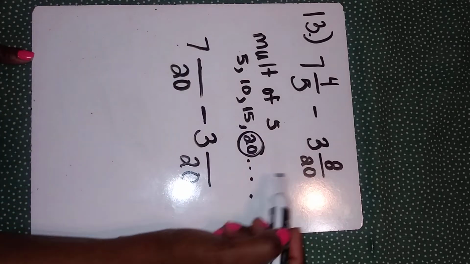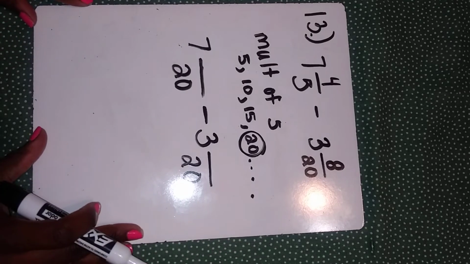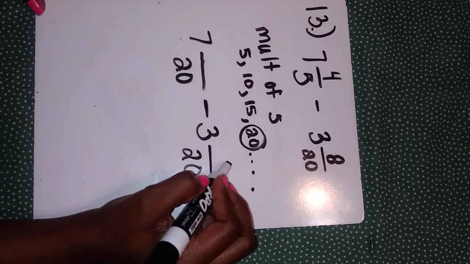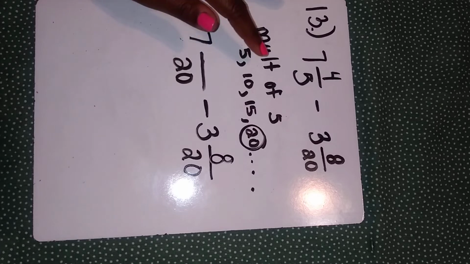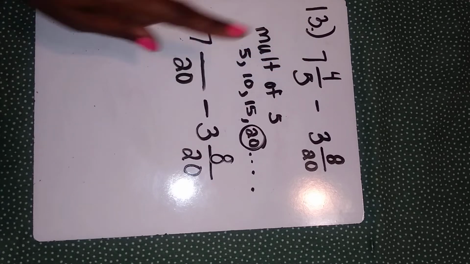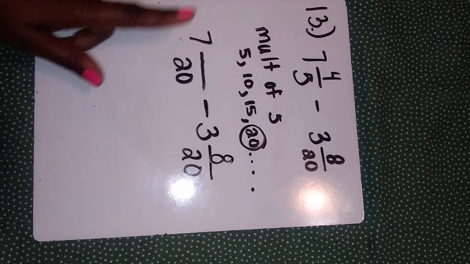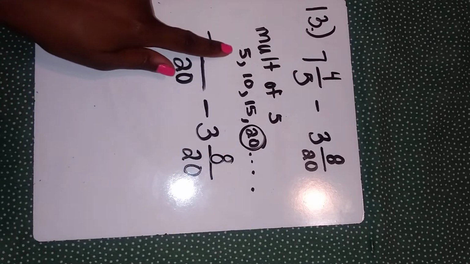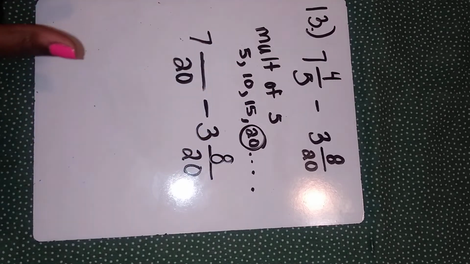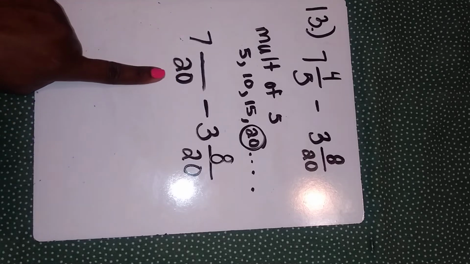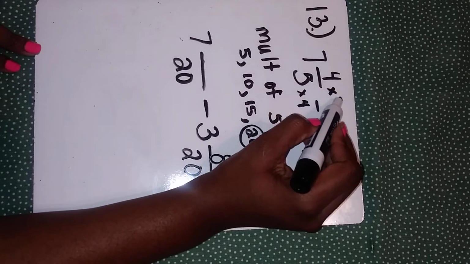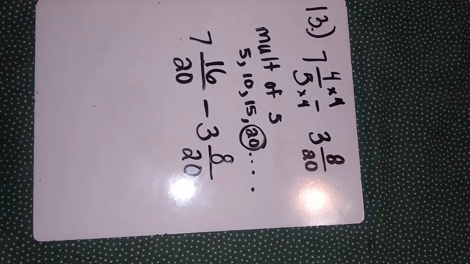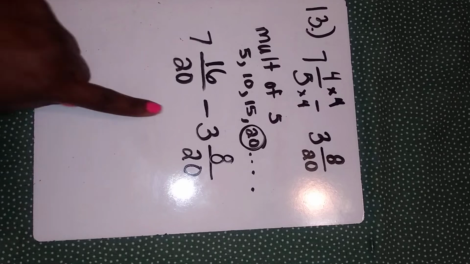Okay, this denominator did not change. So since this one did not change, your numerator is not going to change either. This one did change, so I can do this 2 ways. I can say 5 times what gives me 20. Or I can look at my multiples and I can count. 1, 2, 3, 4. I wrote 4 numbers until I got to 20. So 5 times 4 is 20, and 4 times 4, that's 16.